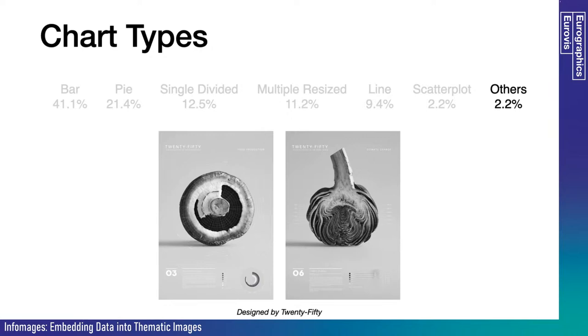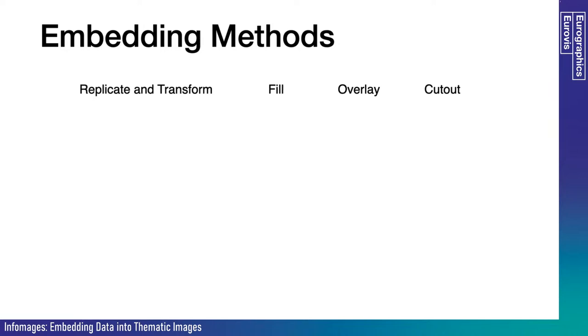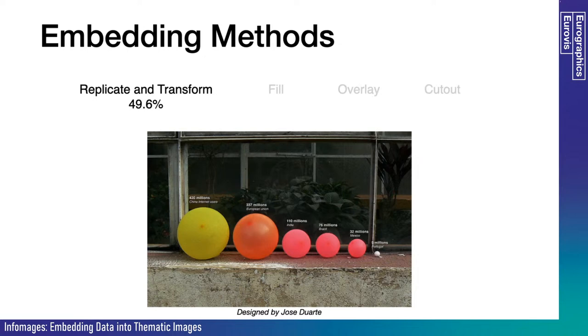Next, we categorized the graphics into 4 categories based on the method used to embed the chart into the image. The first and most widely used technique is the replicate and transform technique, which was present in about 49.6% of the graphics. In this method, an image object is replicated and then transformed by resizing or repositioning it. In this image, we consider the balloons to have been replicated, resized to represent data values, and repositioned in descending order of the data values.